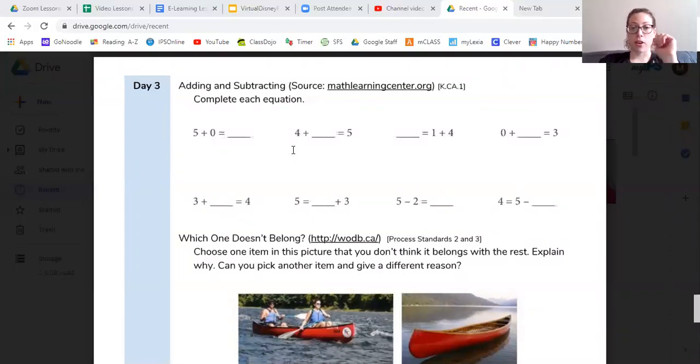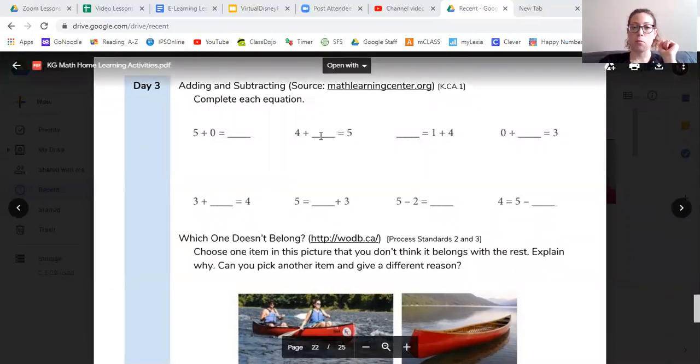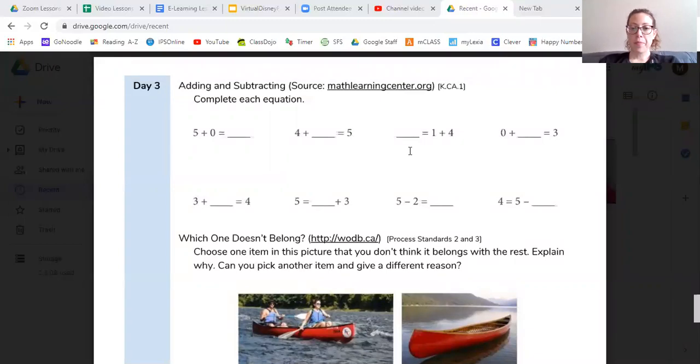Or you can do it a different way. You can do 4 and put up 4 fingers, and then since it's addition, you could say, I need to get to 5, so 4, and then count on. 5. How many fingers did I put up? I put up 1 finger, so that's my answer. 4 plus 1 equals 5.